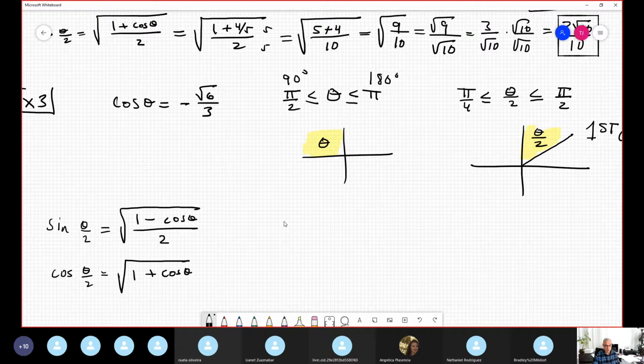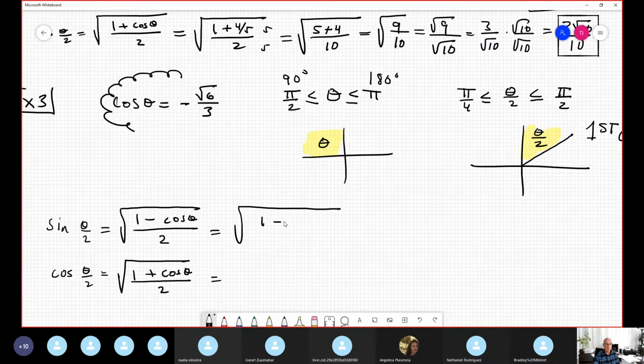Yes. Excellent. Okay, let's do it. Entonces, square root of 1 minus, pero cosine theta is given, look at that. Es negative. Entonces, double negative, the negative of the formula and the negative of the value become positive, radical 6/3 divided by 2. Correct?